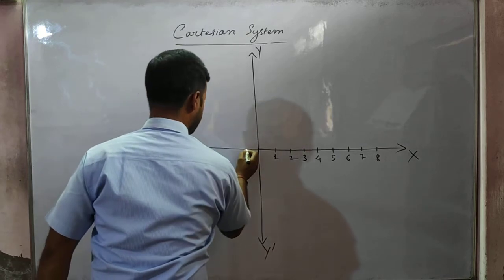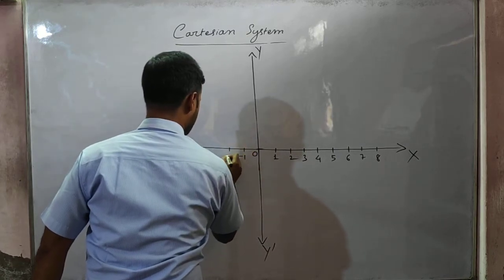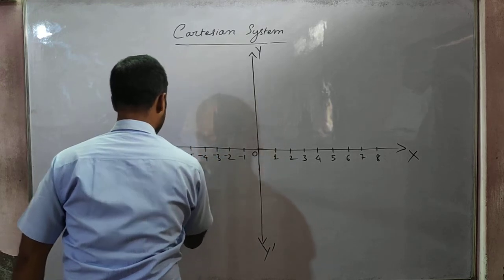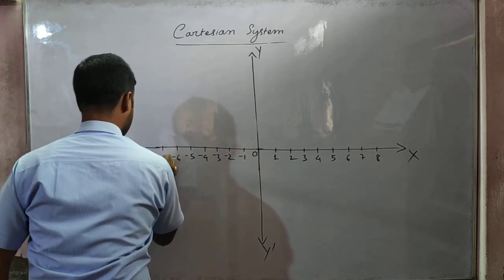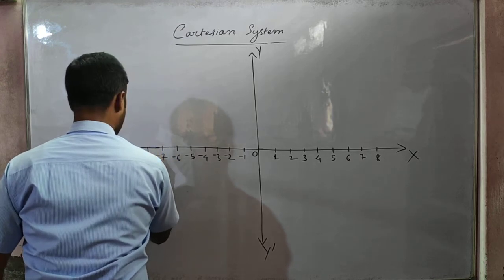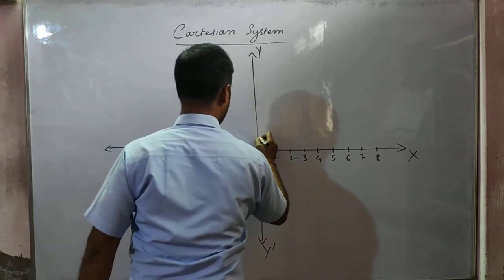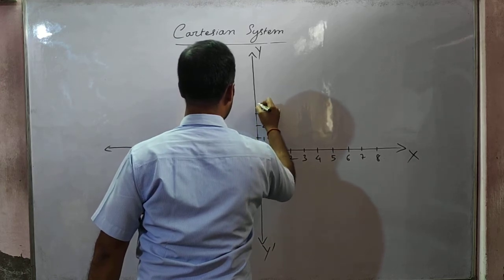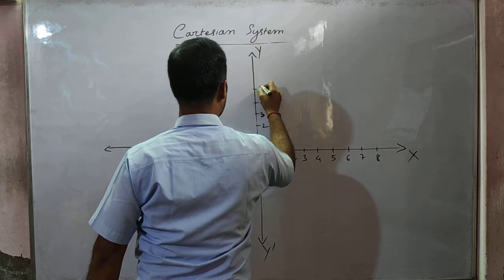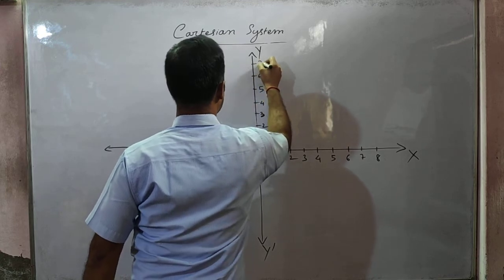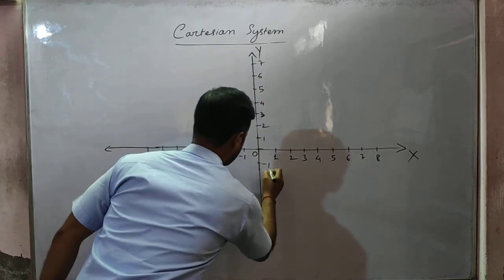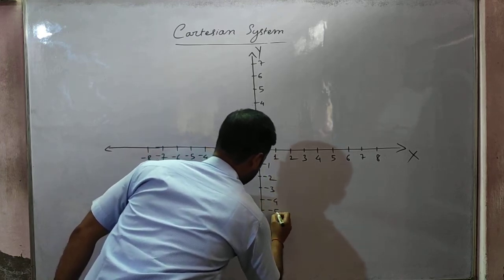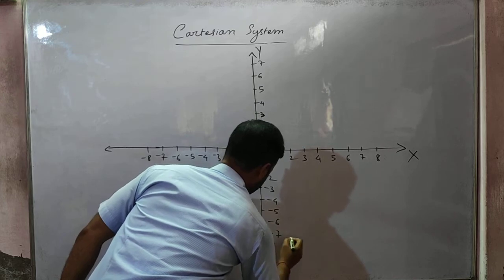And this side is negative, so -1, -2, -3, -4, -5, -6, -7, -8, and this side positive y-axis: 1, 2, 3, 4, 5, 6, 7. This side negative, so you write -1, -2, -3, -4, -5, -6, -7, like that.